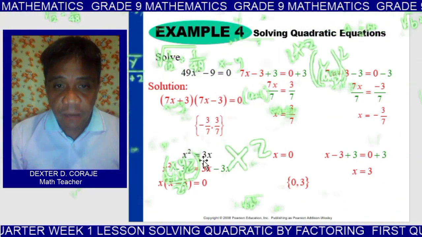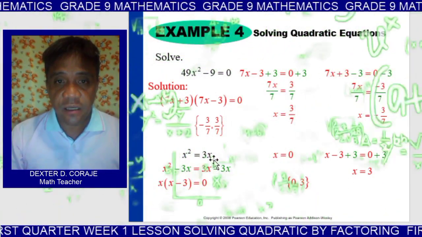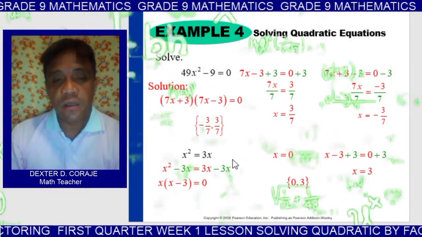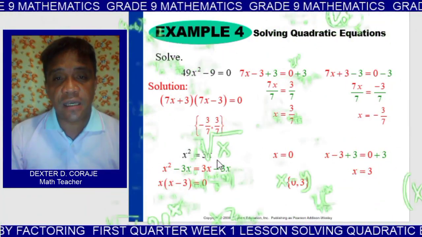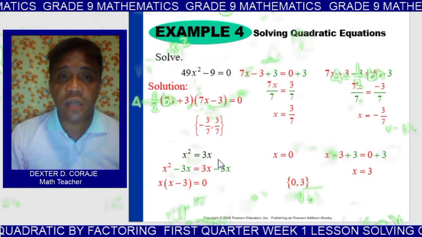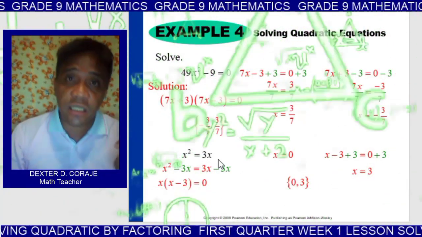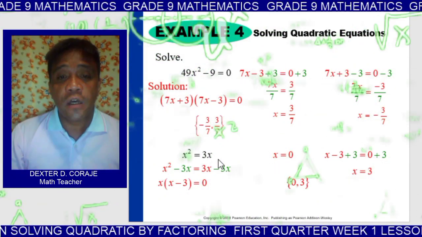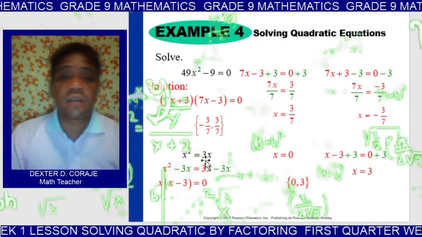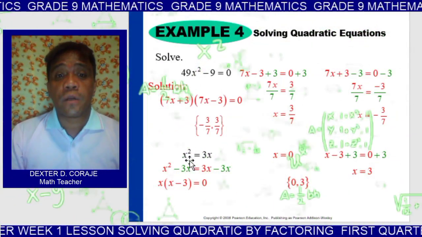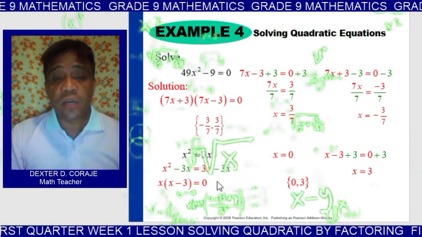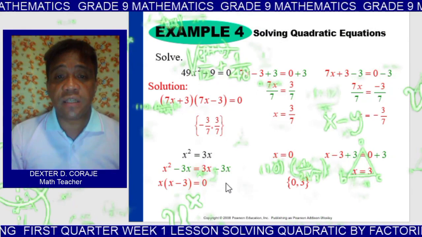Next example is we have x squared is equal to 3x. Again, we have here an example, x squared is equal to 3x. Since this example is not set yet into standard form, we have to make sure that it is written in standard form. So we have now to make the 3x 0, because the 3x is in the right side of the equation. So therefore, we're going to add both sides by negative 3x. So we have now x squared minus 3x is equal to 3x minus 3x. So the right side now is 0.